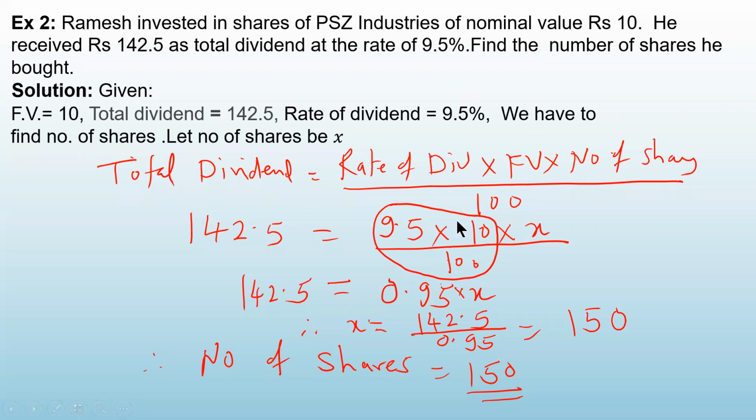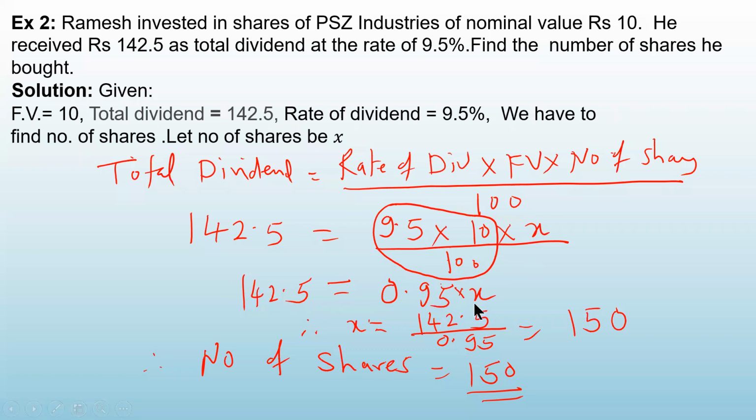What is the method? Write down the formula first. Put all the values which are given to you. Whatever you have to calculate, call it x. So here in this problem you have to calculate the number of shares, so in place of number of shares, put x. Then you will arrive at an equation in x, and you have to solve that equation.